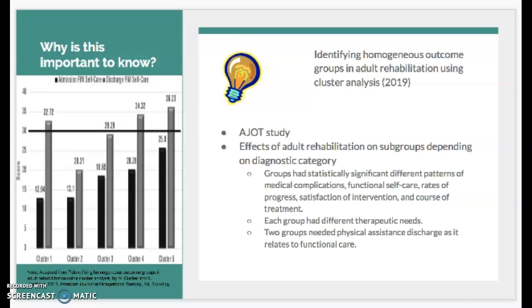So why is this important to know? A study identified homogeneous outcome groups in adult rehabilitation using cluster analysis. The effects of adult rehabilitation were broken down into subgroups depending on diagnosis criteria. The groups had statistically significant different patterns of medical complications, functional self-care, rates of progress, satisfaction with intervention, and courses of treatment. Each group had different therapeutic needs, and two groups needed physical assistance for discharge as it relates to functional care.